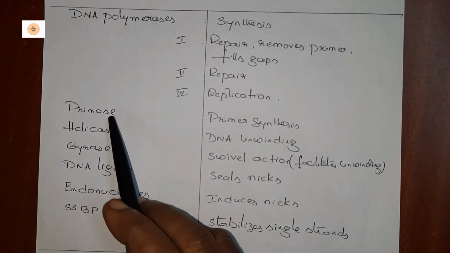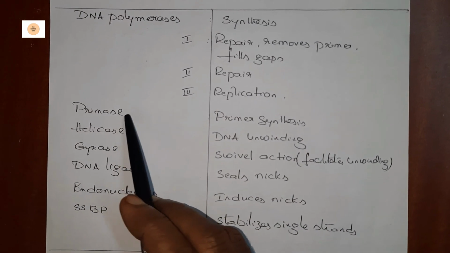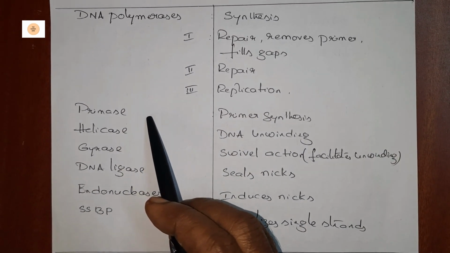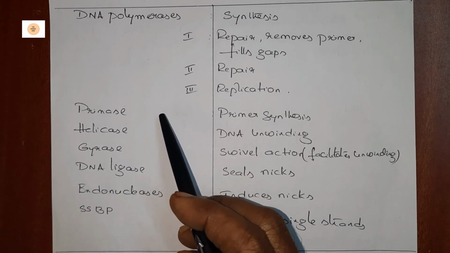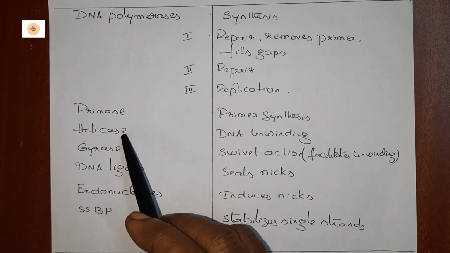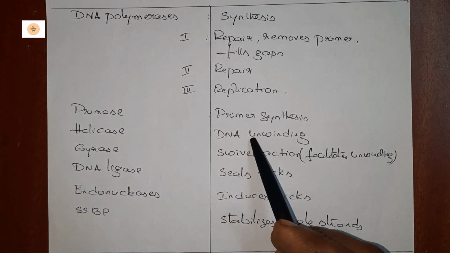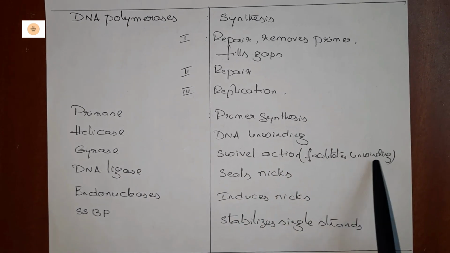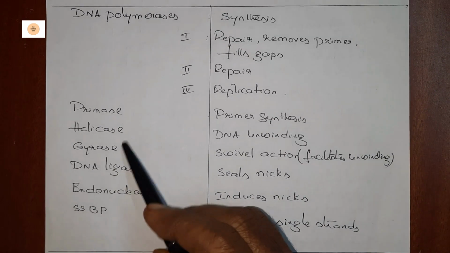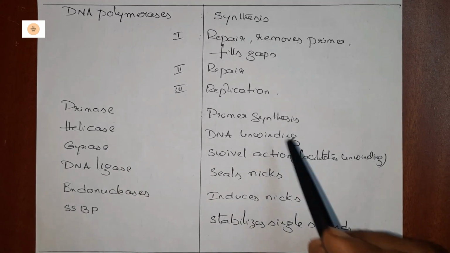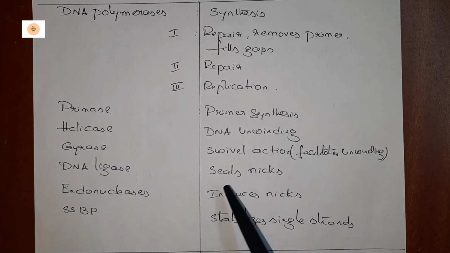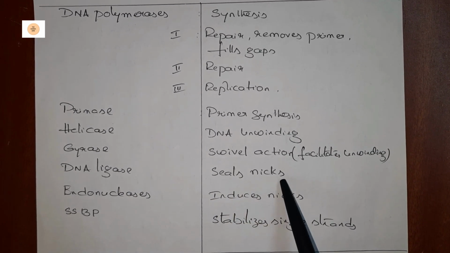And apart from that, primase, which is required for the synthesis of the RNA primer. So this involves the transcription process, that means formation of the RNA primer. Whereas helicase does unwinding of the DNA, and gyrase, swivel action, which facilitates the unwinding. So these two combine together and lead to the unwinding of the DNA. The next one is ligase, which seals the Okazaki fragments.